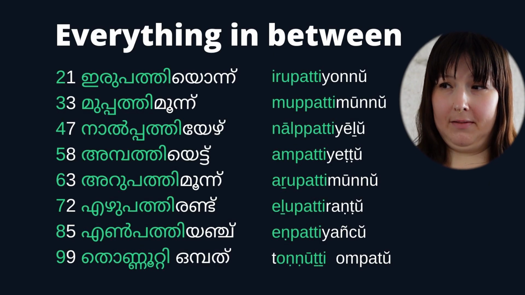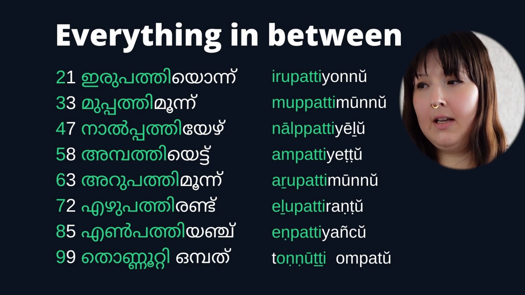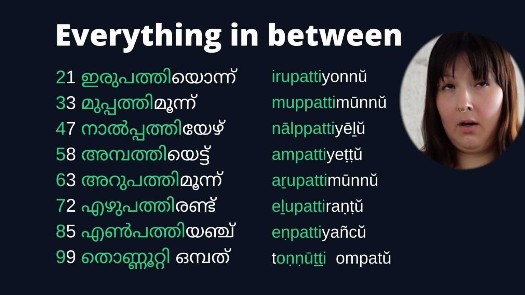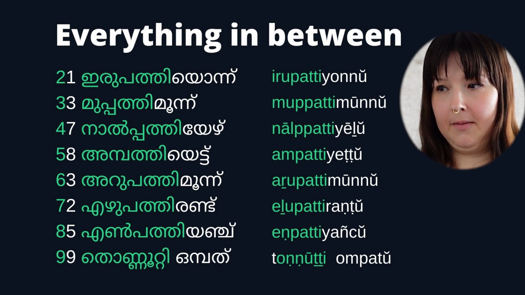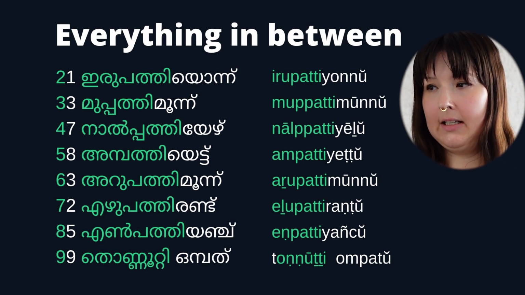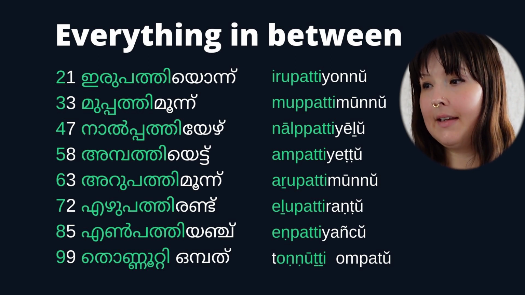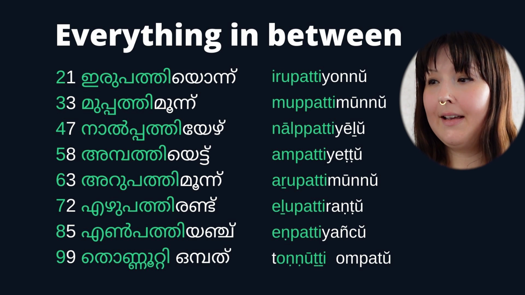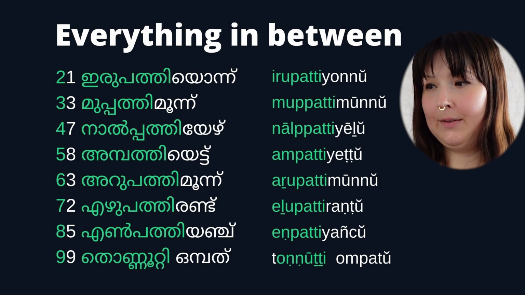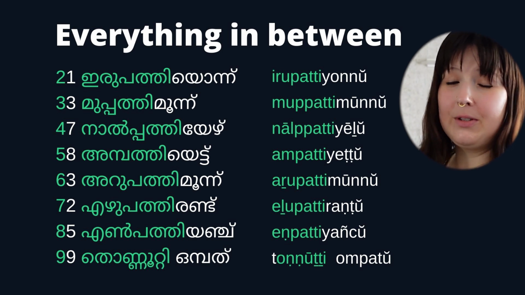Now, how do we make everything in between? We simply add the tens number and the ones number. So for example, 21 is irupatione. So irupatte, one, irupatione. 33, mupatimun. 47, nalpatiere. 58, ambatiete. 63, arupatimunne. 72, erupatirande. 85, anpatianje. 99, tonutti umpate. So again, 90 is a bit different because we're taking from 100, and 100 has its own set of rules, which we'll cover in another day.